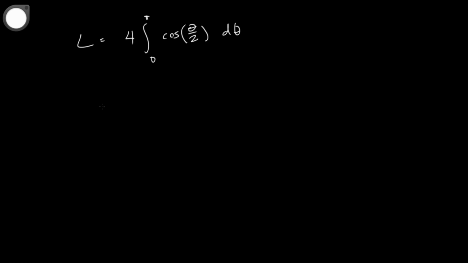This is our length. Don't forget, the 2 is embedded in here. 0 to pi is half the perimeter, but the 2 is embedded, so we're going to get that full perimeter. So we need to find the antiderivative of cosine theta over 2.